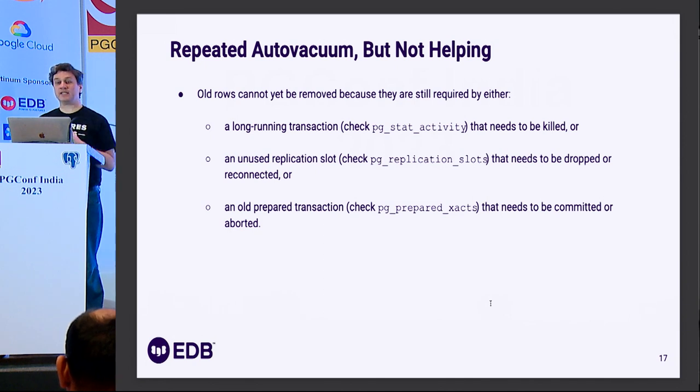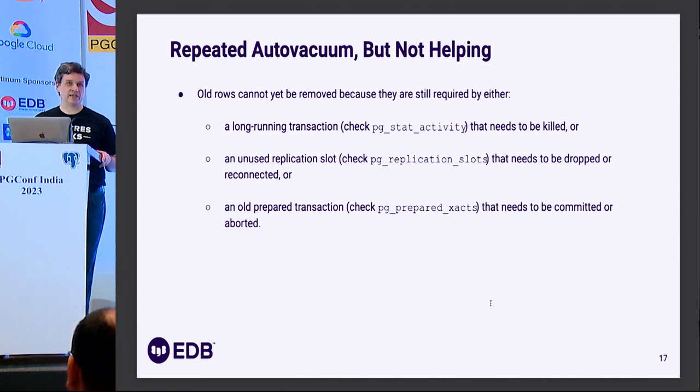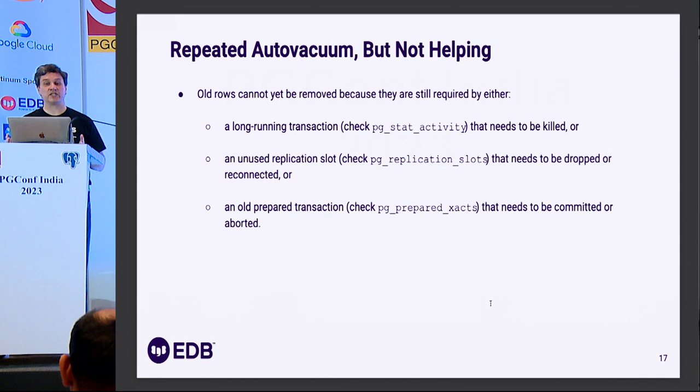Or the third way that this can happen is you might have an old prepared transaction. And here you can check pg_prepared_xacts. This is just like a long-running transaction. When we prepare the transaction, it's not committed, but it's also not aborted. It's still running, even though there may be no process for that transaction anymore. From the point of view of the database system, that transaction is open. It's not concluded. That will eventually cause this problem if you allow that situation to persist for a long time.